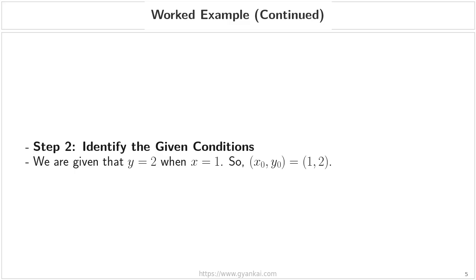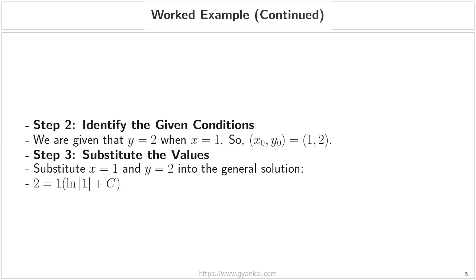Starting with step 2, we need to identify our given conditions. Looking back at our original problem statement, we were told that y equals 2 when x equals 1. This gives us our specific coordinate, or our initial condition, which we can write as x naught equals 1 and y naught equals 2. This is the specific point that our curve must pass through.